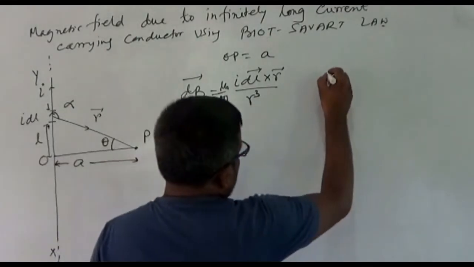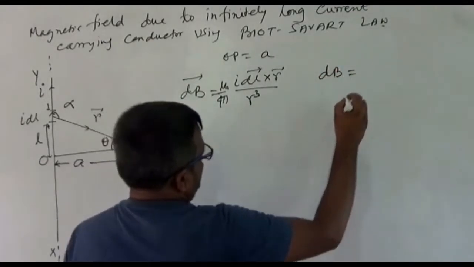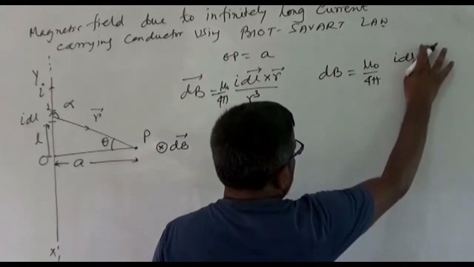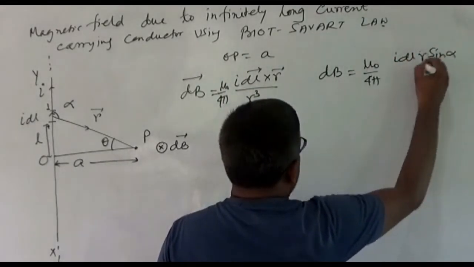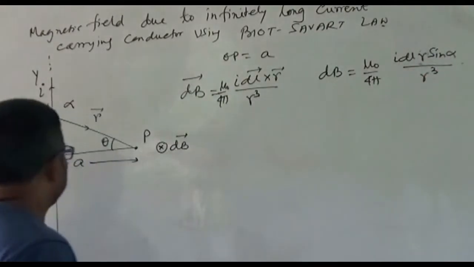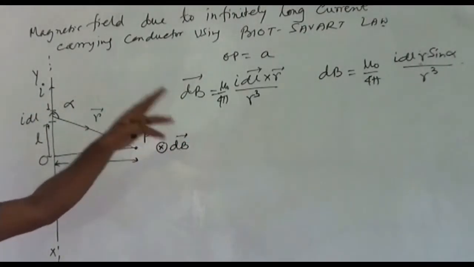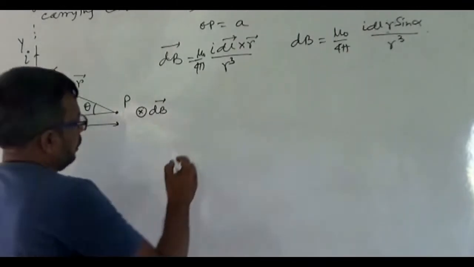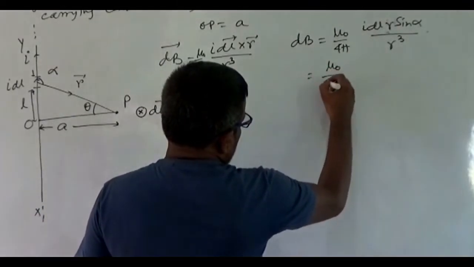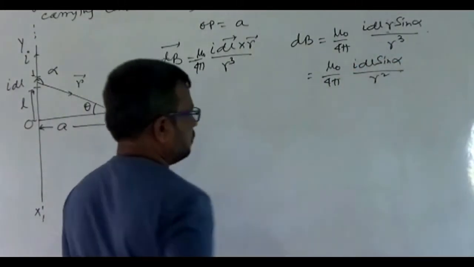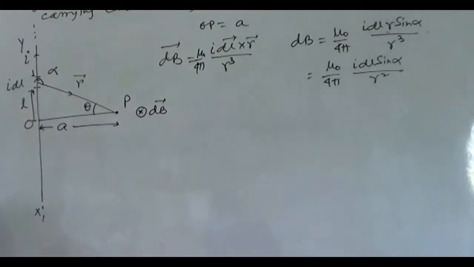Now the magnitude of dB is dB equals mu naught by 4 pi, Idl R sin alpha divided by R cube, because alpha is the angle between Idl and R. That's why Idl R sin alpha by R cube. This is the magnitude, which equals mu naught by 4 pi, Idl sin alpha by R square. Now I have to find the magnetic field due to the entire current carrying conductor.